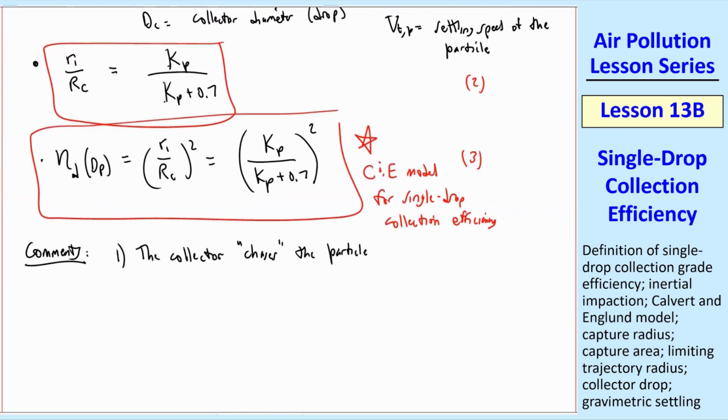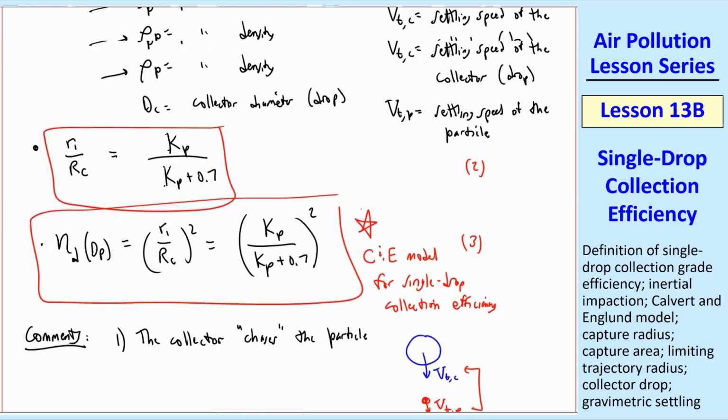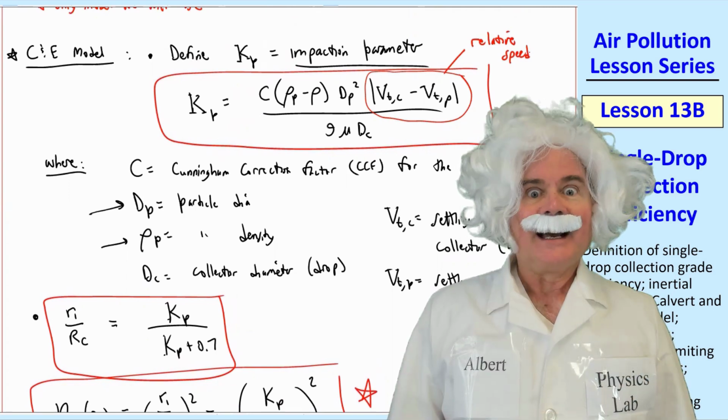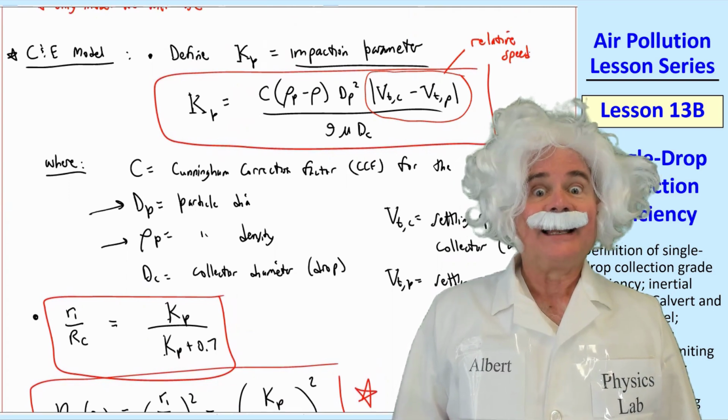Some comments. Number one, the collector chases the particle. Generally, it's falling faster than the particle. So we have our VTC, and then we have some particle below it, and it's moving at VTP. So it's the relative difference between these two that's important, and that's why we have a VTC minus a VTP up here, the relative speed between them. I like this word, relative.